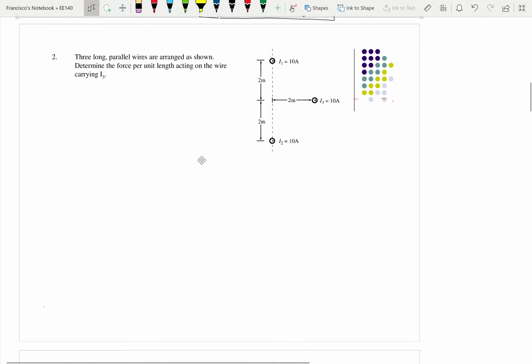Okay, so here we got another magnetic field slash force per unit length question. We have three long parallel wires that are arranged as shown in the figure right here. Determine the force per unit length acting on the wire. Before we start anything, we're going to label our axis.